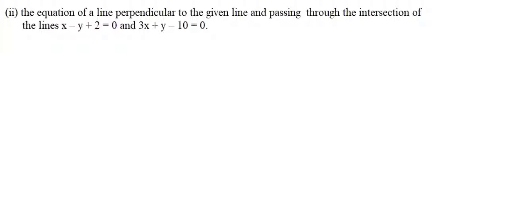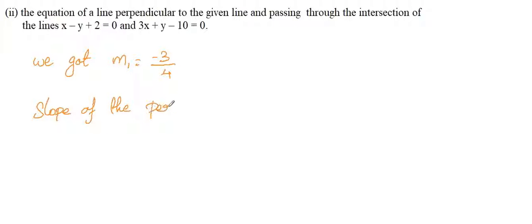Now let's move to the next part of the question. The equation of the perpendicular line is given, which is passing through the intersection of the two given lines. So we got the slope as minus 3 by 4. Now find the slope of the perpendicular line.